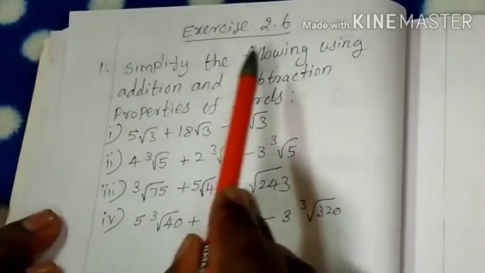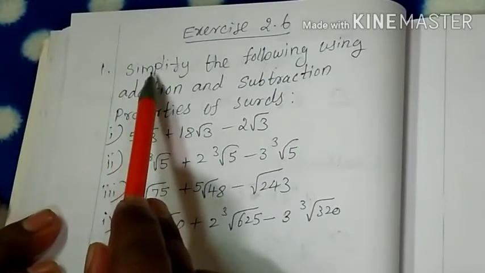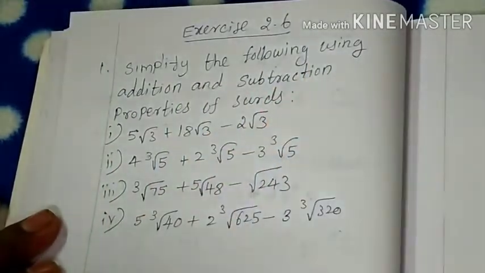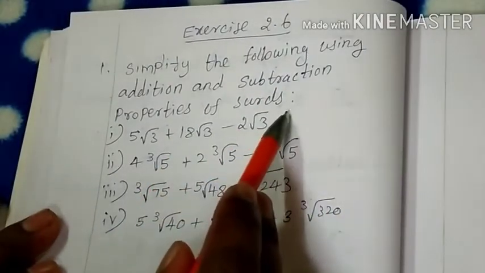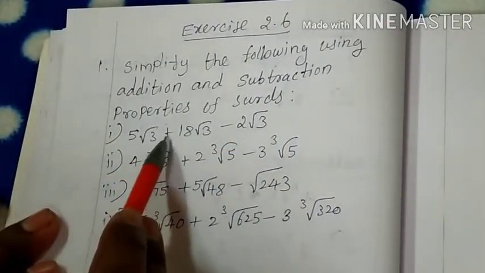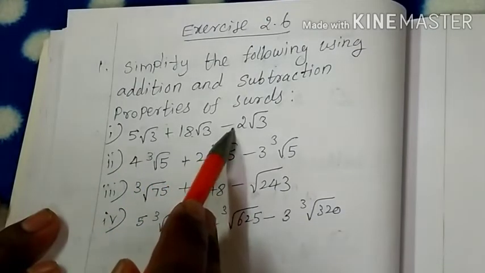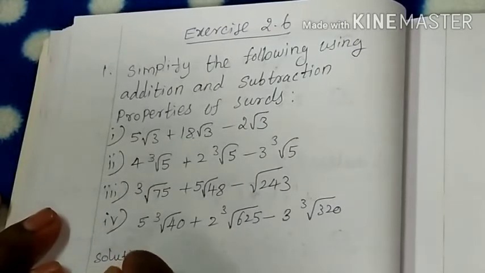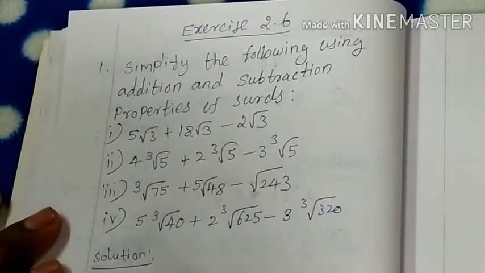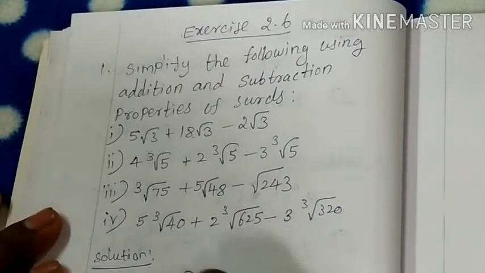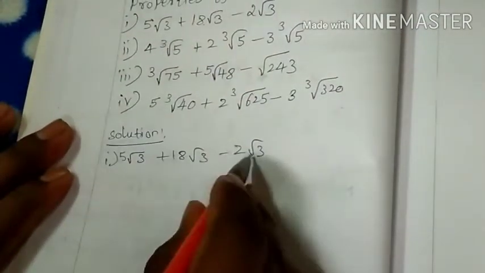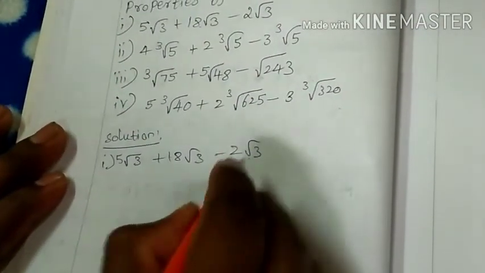Okay, dear students, Exercise 2.6, the first question. Simplify the following using the addition and subtraction property of surds. The first question, 5 root 3 plus 18 root 3 minus 2 root 3. Okay, the solution. First question, 5 root 3 plus 18 root 3 minus 2 root 3.